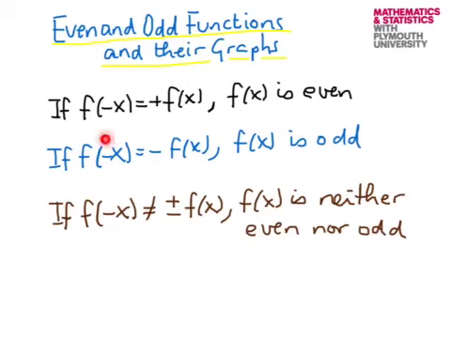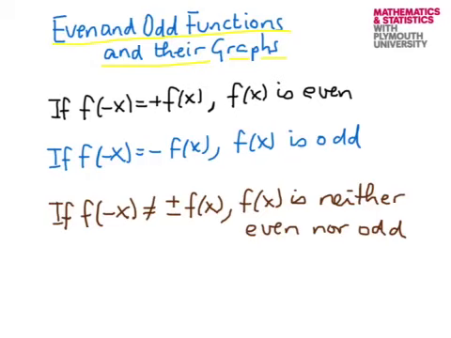Similarly, if we replace in the argument the variable by minus itself, so here we have f of minus x and we get minus f of x, we say that the function is odd. And it is not the case that all functions are even or odd. Sometimes if you replace the variable by minus itself, f of minus x is neither f of x nor minus f of x. In that case we simply say that our function is neither even nor odd.